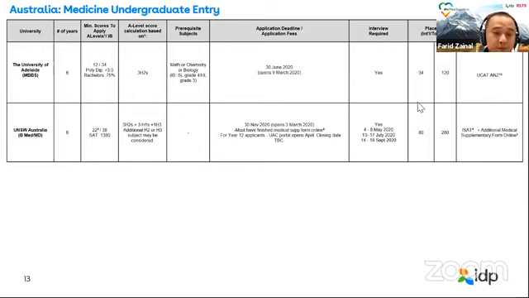There's a main difference here for Adelaide in the sense that instead of the ISET, it will be the UCAT ANZ instead. Do note that University of Adelaide is the only university that requires the UCAT ANZ.